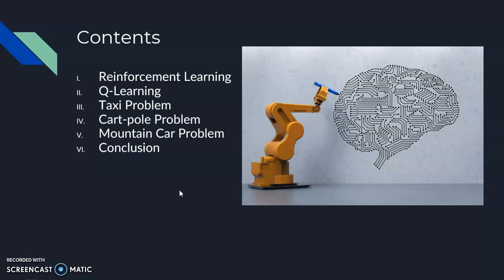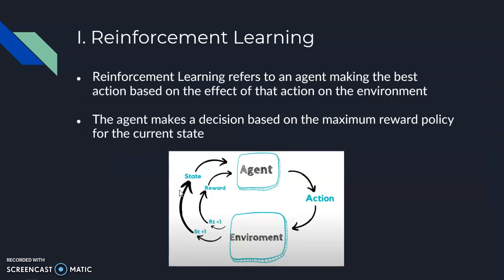We will present about reinforcement learning, Q-learning, and the Q-learning algorithm on the taxi problem, the car problem, and the mountain car problem, and we have the differences in the three problems when we use the algorithm. The first one is reinforcement learning.